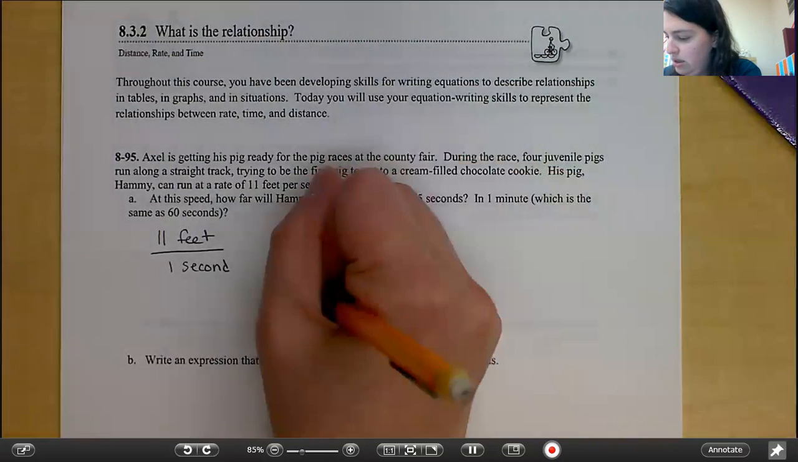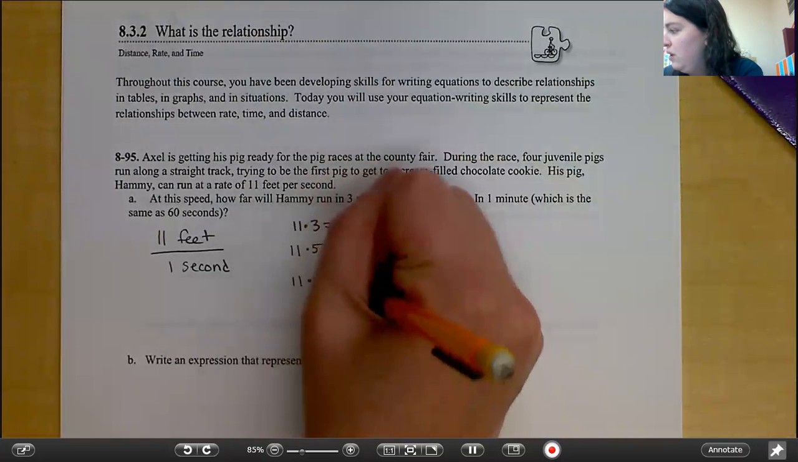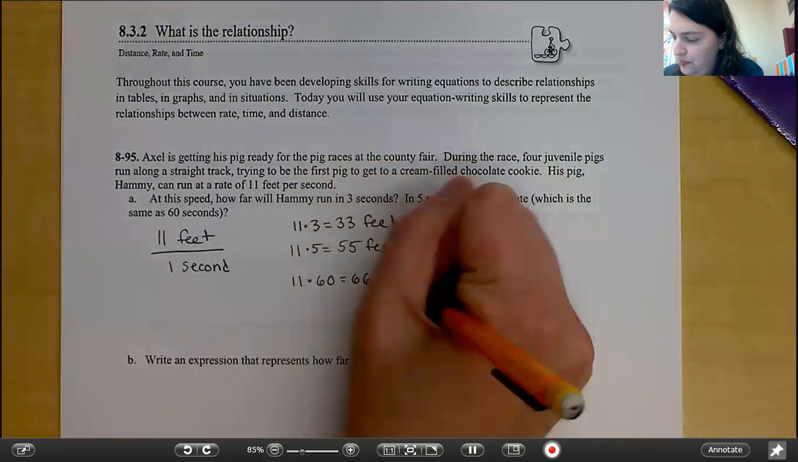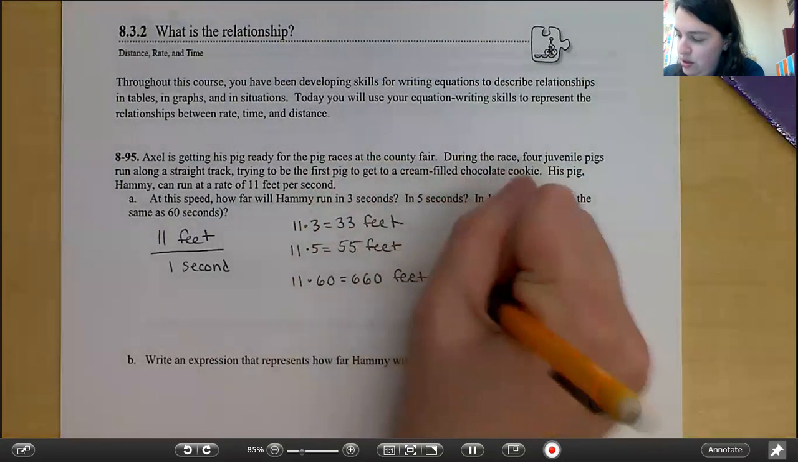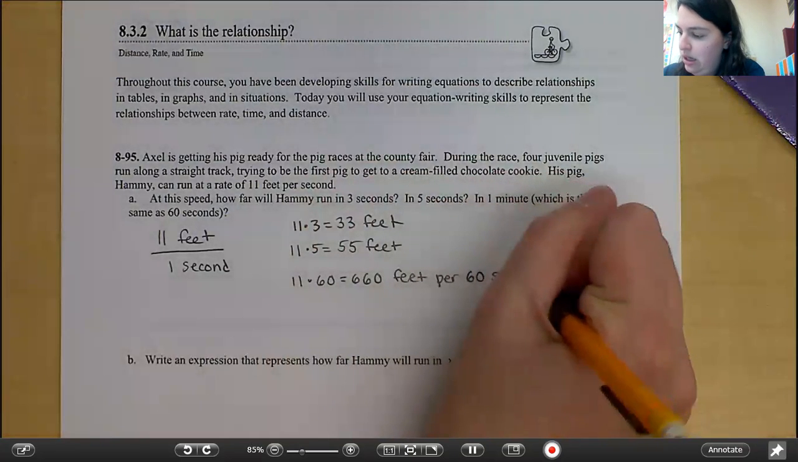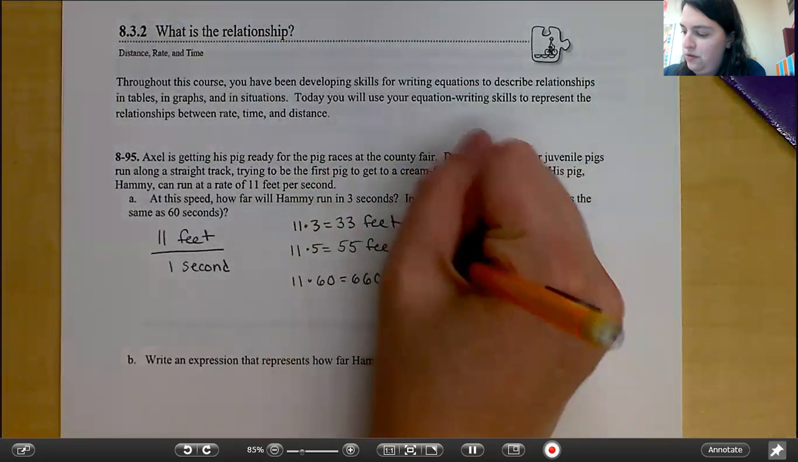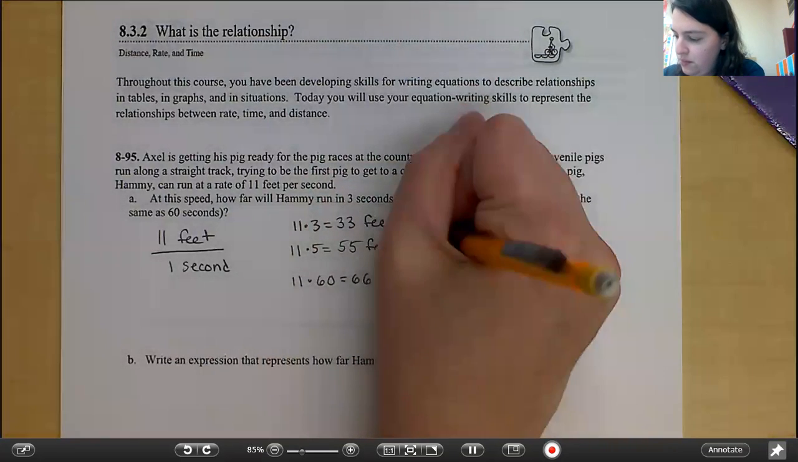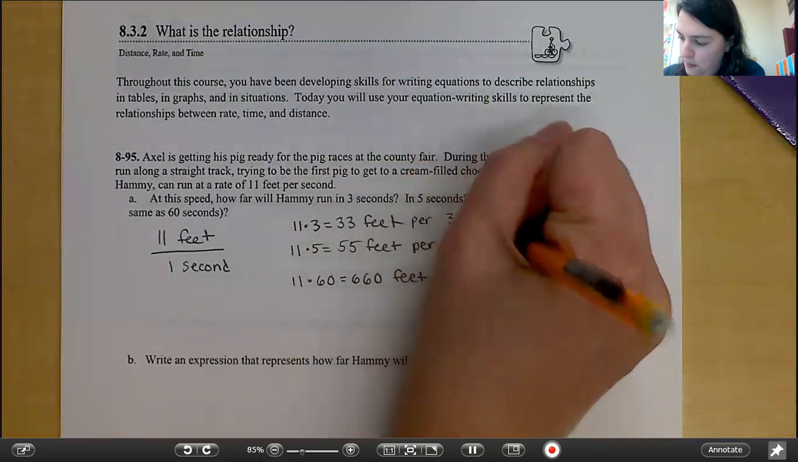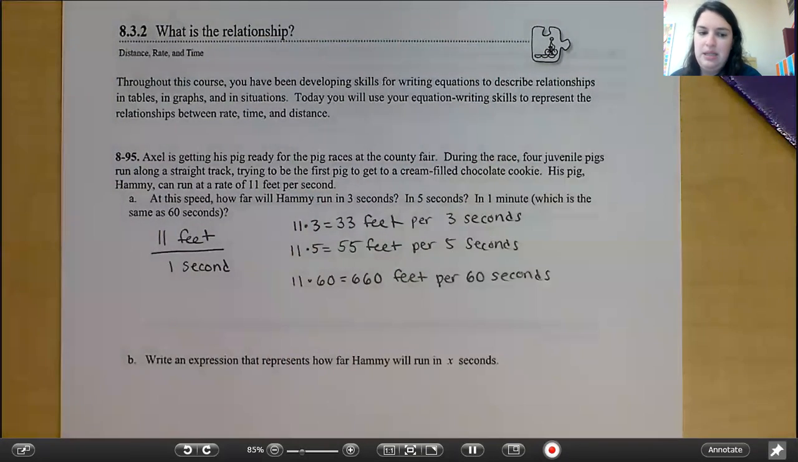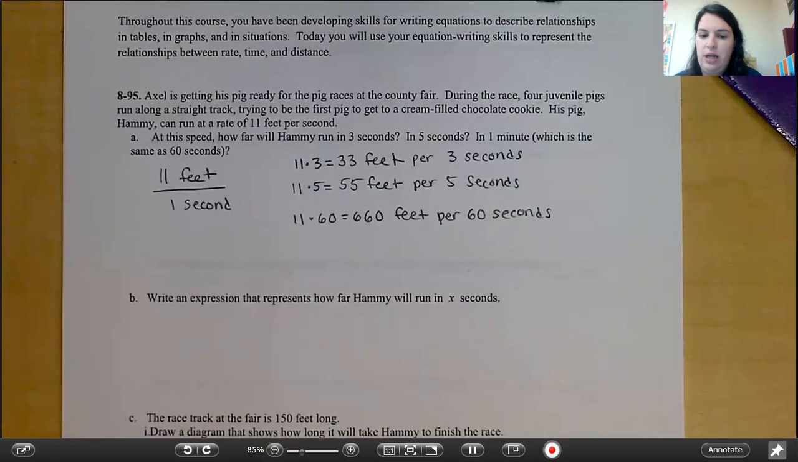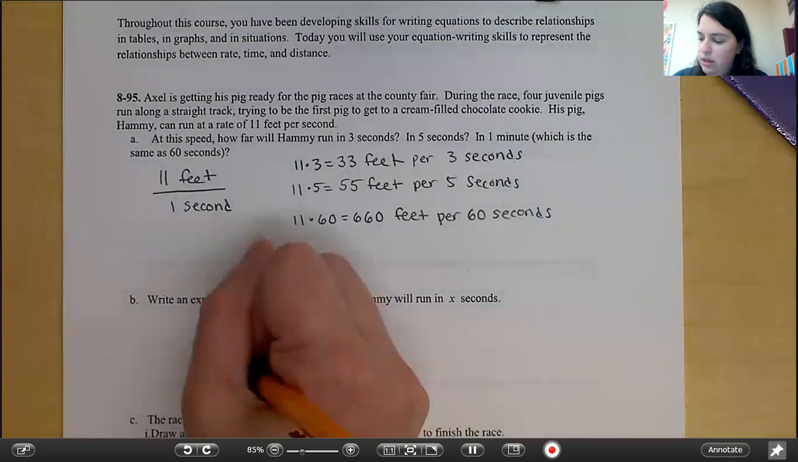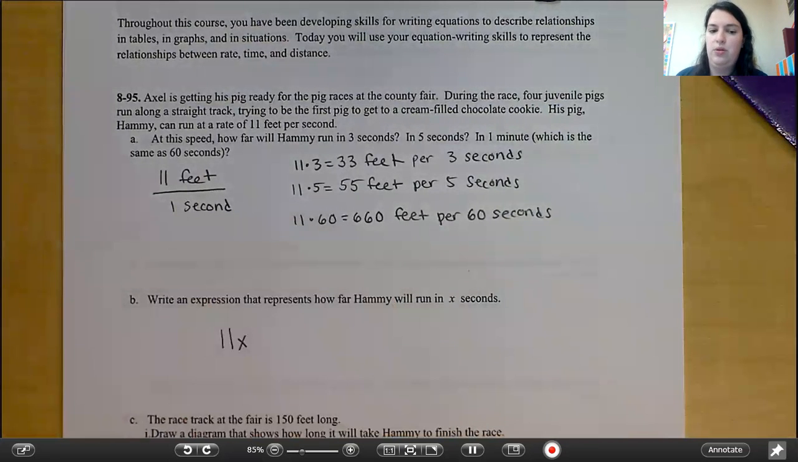And in 60 seconds, he can run 660 feet. And I'm going to add per here. This one's 60 seconds, 5 seconds, 3 seconds. B says, write an expression that represents how far Hammy will run in x seconds. So we know that he runs 11 feet per second, but we don't know how many seconds that is. So it is an x.